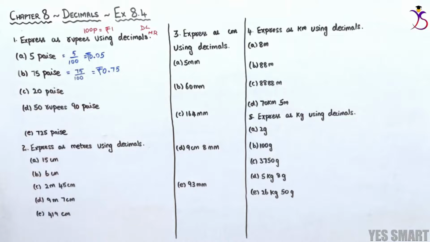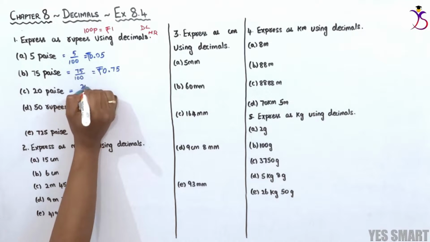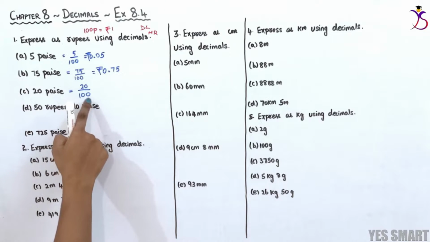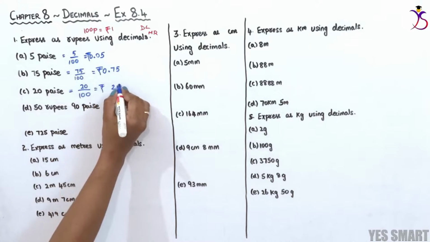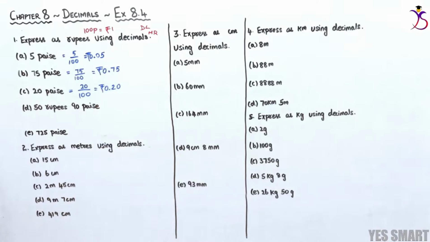Now, C subdivision, same as the previous two sums, 20 by 100. That is rupees. Again, we have to move the decimal point 2 places to the left. So it will be 0.20. That is the final answer for the subdivision. The unit is very important, so we have to write the rupees symbol there.